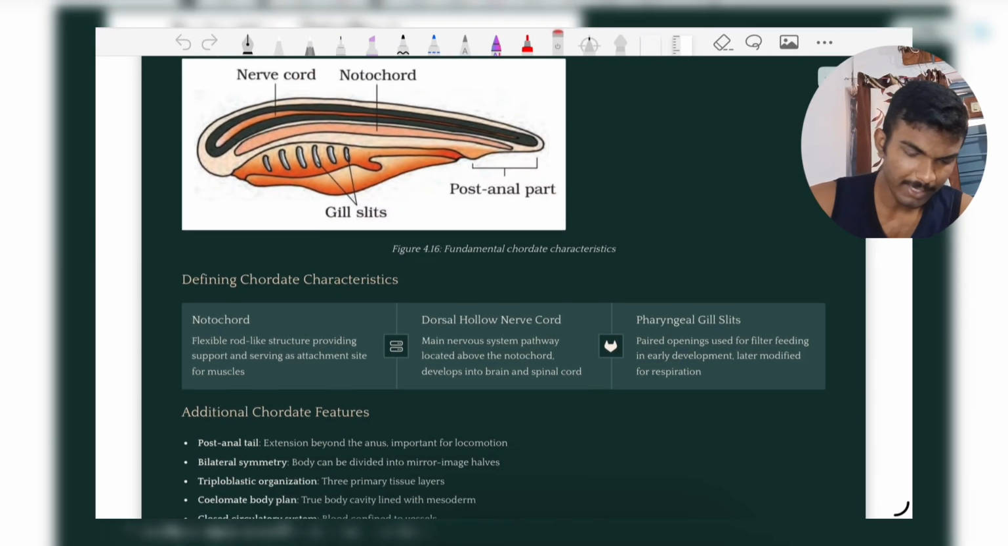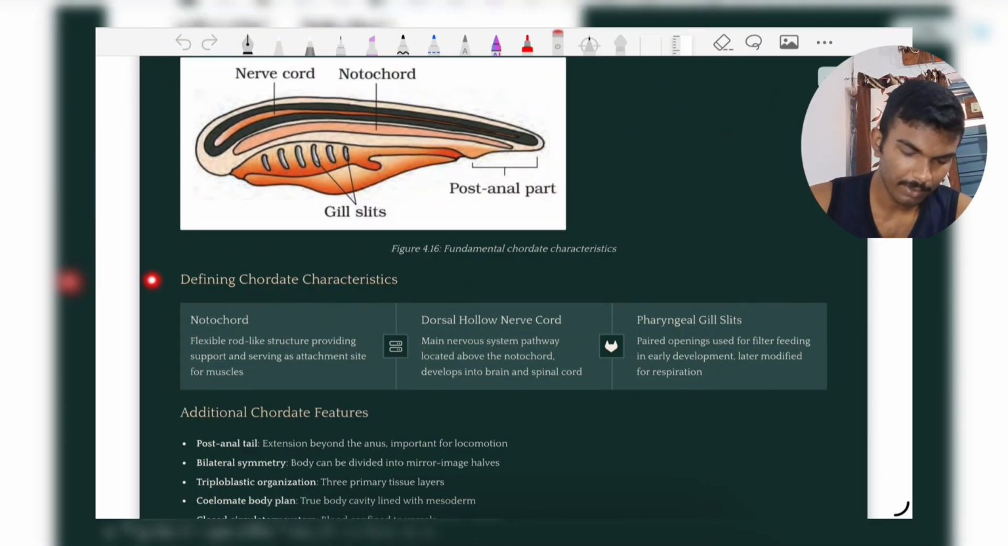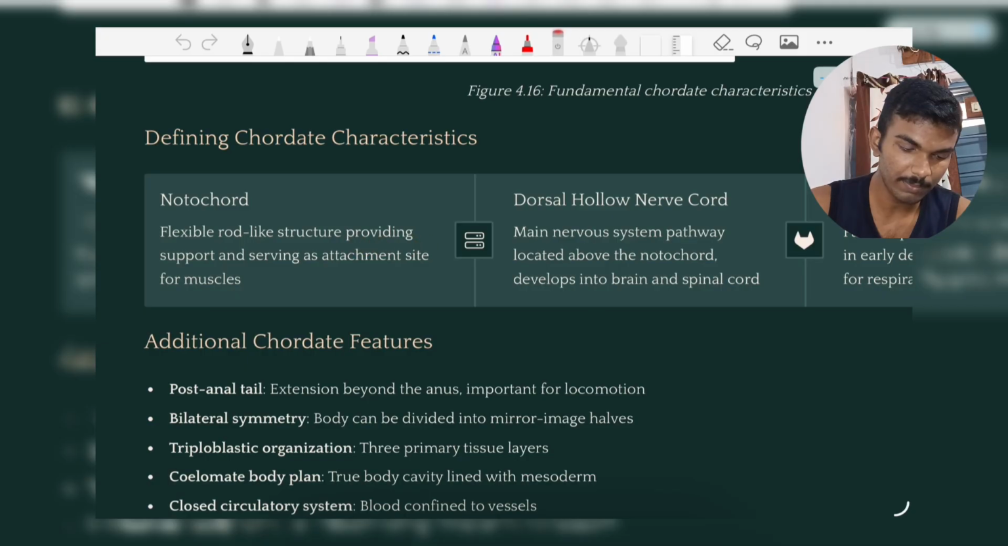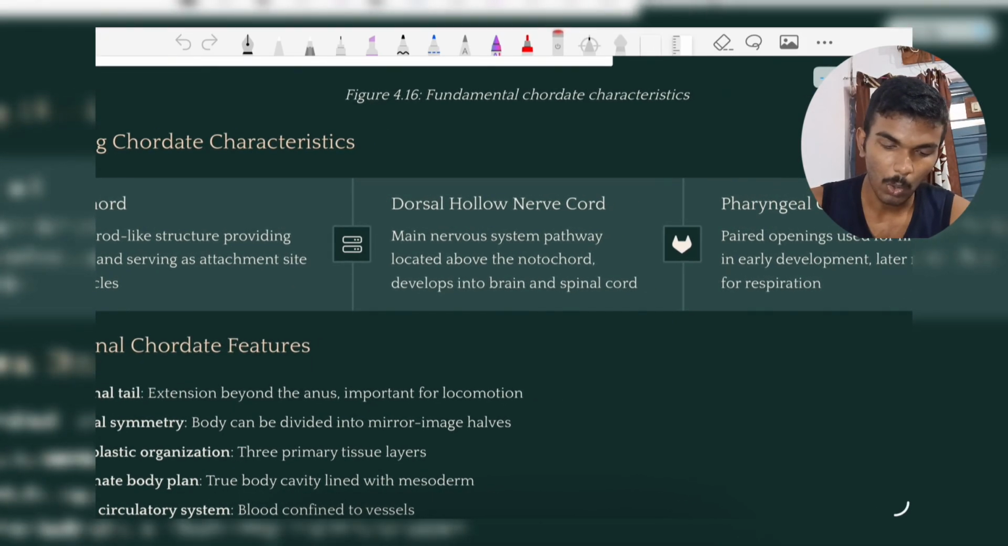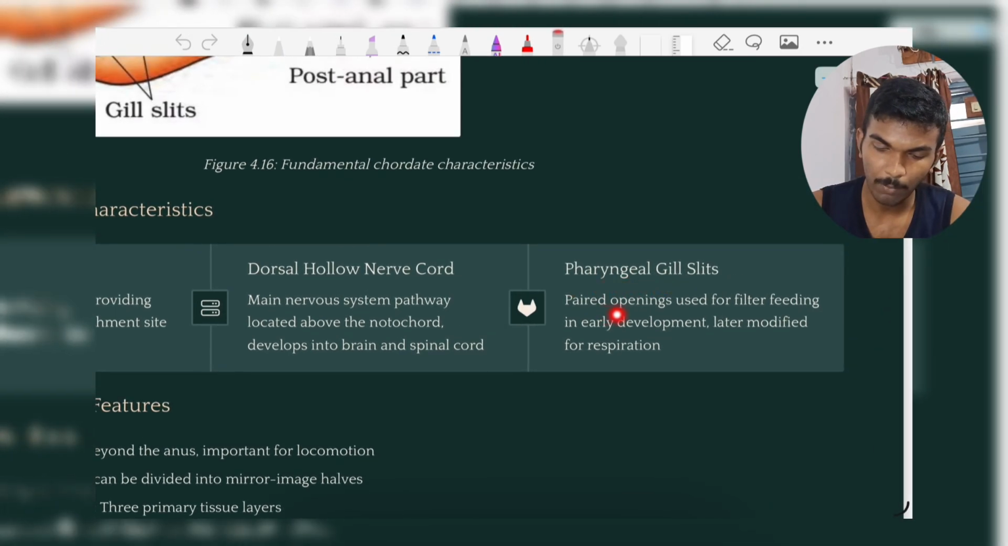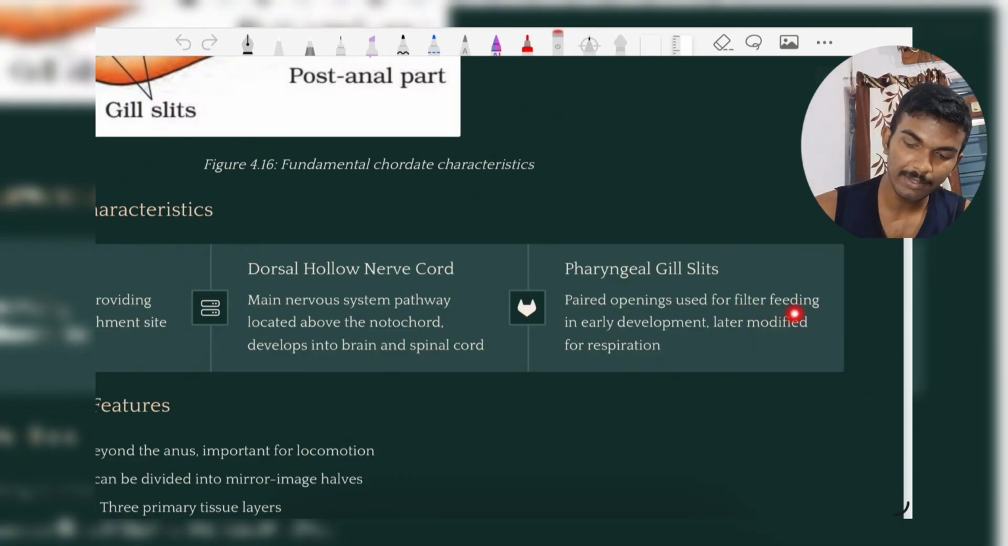Defining chordate characteristics. Notochord: a flexible rod-like structure providing support and serving as an attachment site for muscles. Dorsal hollow nerve cord: the main nervous system pathway, located above the notochord, develops into brain and spinal cord. Pharyngeal gill slits: paired openings used for filter feeding in early development, later modified for respiration.